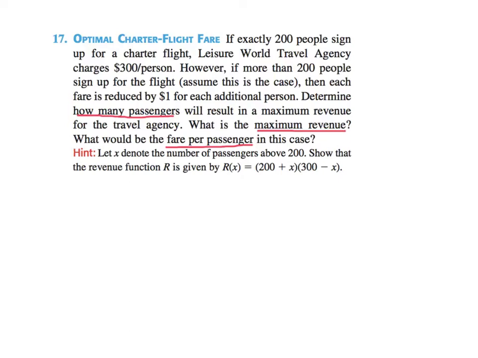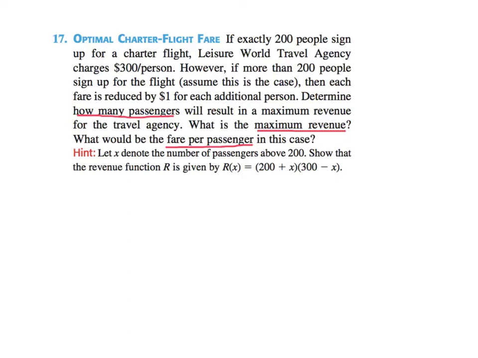So quickly, let's read through the problem here. It says if exactly 200 people sign up for a charter flight, Leisure World Travel Agency charges $300 per person. However, if more than 200 people sign up for the flight, assume this is the case, then each fare is reduced by $1 for each additional person. Determine how many passengers will result in a maximum revenue for the travel agency. What is the maximum revenue? What would be the fare per passenger in this case?